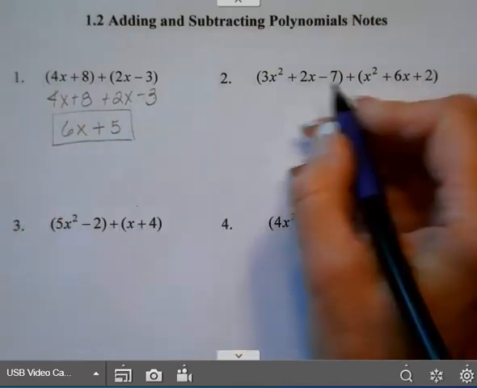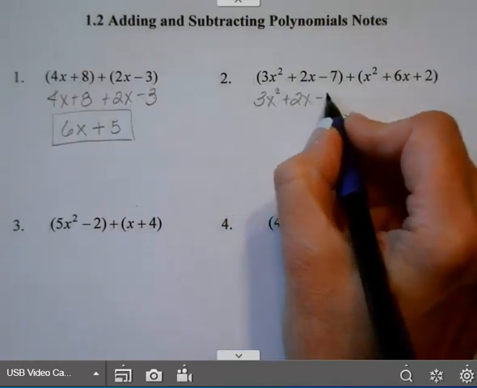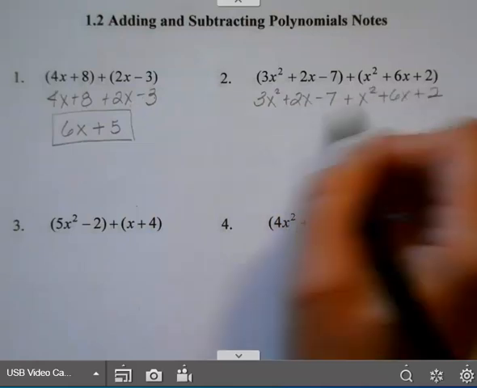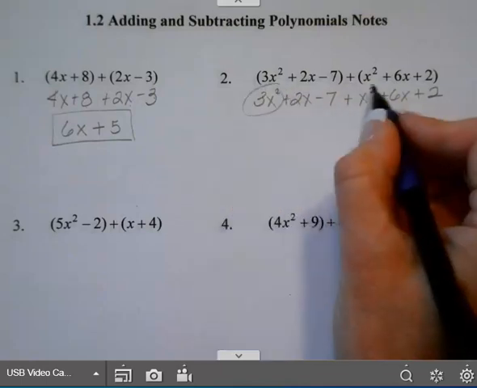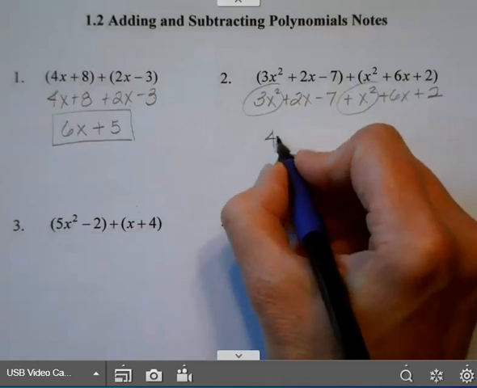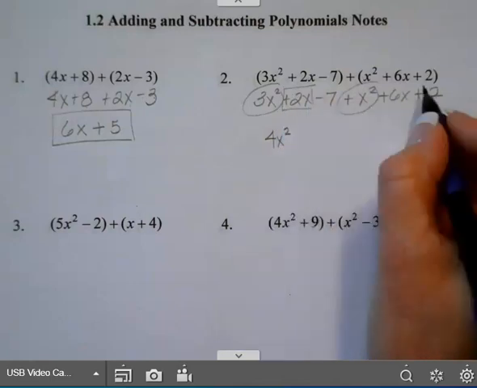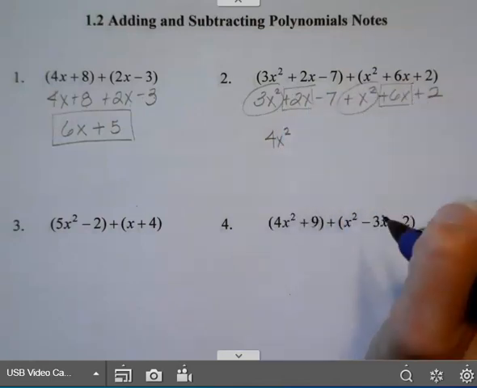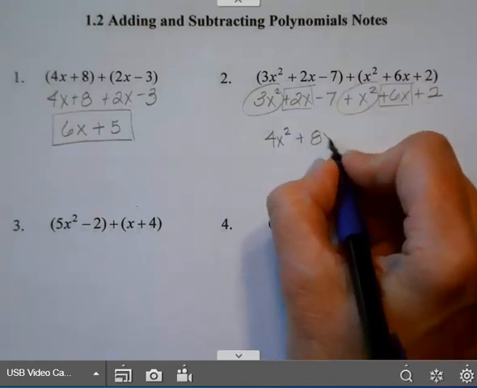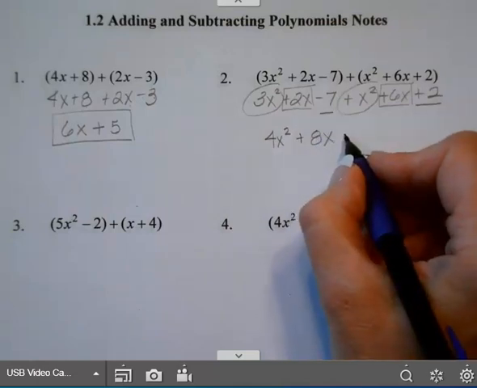For my next example, again, I have a plus there, so I can just drop my parentheses. I have 3x squared and plus 1x squared. That gives me 4x squared. I have 2x and 6x. When I combine the 2x and 6x's, that gives me 8x's. And then lastly, a negative 7 and a plus 2 gives me negative 5.